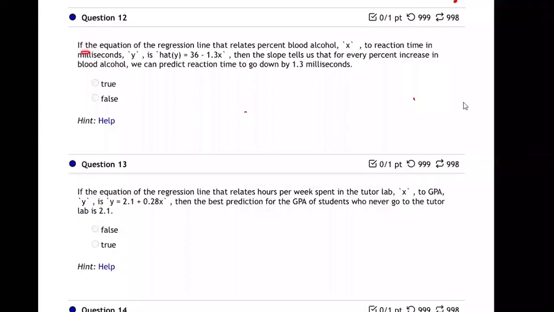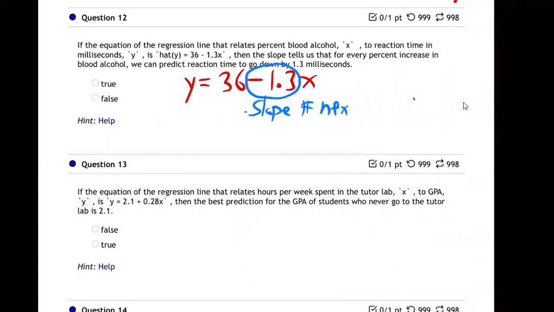All right. If the equation of the regression line that relates percent blood alcohol to reaction time in milliseconds is this, what does that mean? Okay, so again, we're talking about slope and what this means. So we can say y equals 36 minus 0.13x. Where's the slope? Right here. The slope is the number next to x. So remember, whenever you have an equation with y alone, the slope is the number next to x. So the slope is negative 1.3.